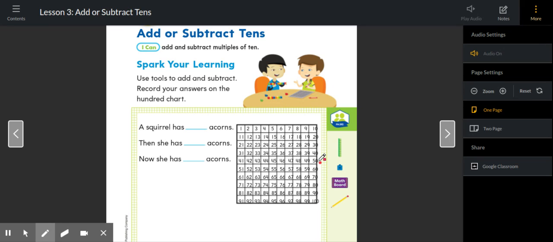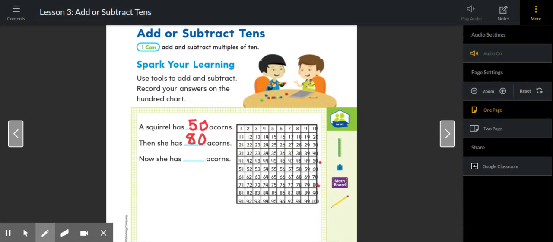So again, let's go back to the 50 that she started with and let's add on, and I'm hopping if you watch. Let's add on 10, 20, 30. So that would give her 80. So the squirrel started out with 50 acorns. Then she has 80 acorns. And this is a 3-step problem. So now let's read the next clue.